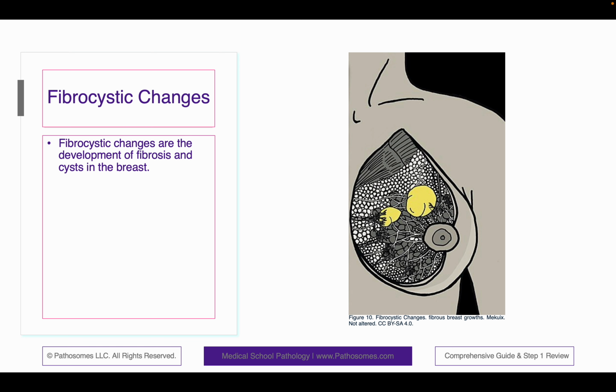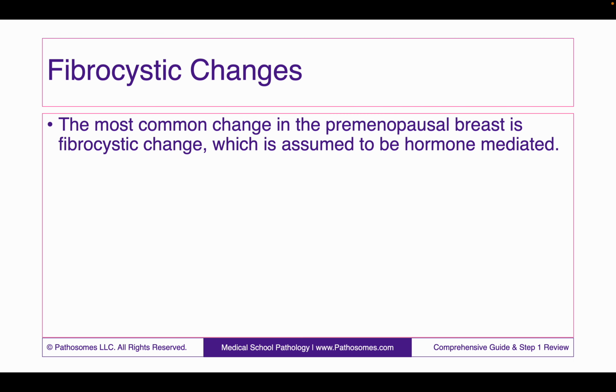Now, what about fibrocystic changes? You'll probably hear that. Fibrocystic changes are the development of fibrosis and cysts, fibrocystic, in the breast. This cartoon here tries to showcase the fibrous growth that may be present with fibrocystic changes. The most common change in the perimenopausal breast is fibrocystic change. And this is assumed to be due to hormones.